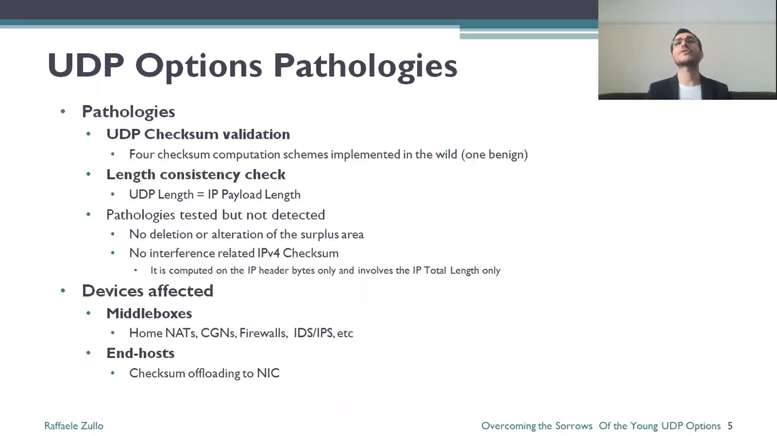To understand this, we have tested a number of core networks and edge networks and identified several pathologies. Some of them are related to the UDP checksum validation. We actually observed 4 different computation schemes. Another one is due to a consistency check between the UDP length and IP payload length. We also tested for other pathologies, but fortunately we haven't detected them. These pathologies can affect middleboxes, but also network interface controllers and thus end hosts.